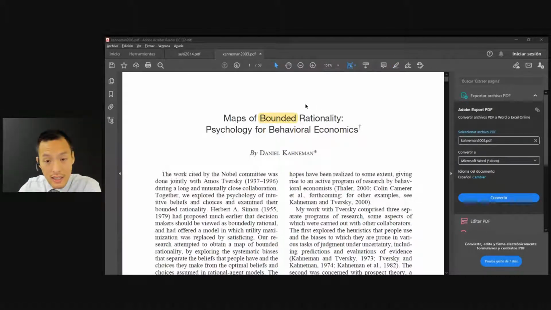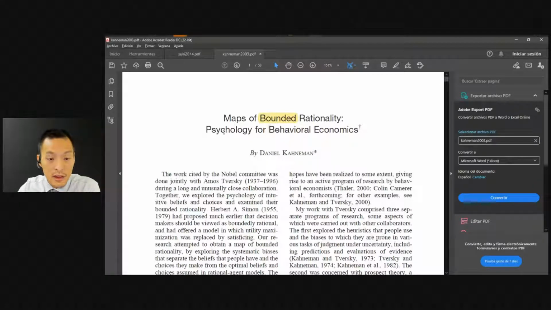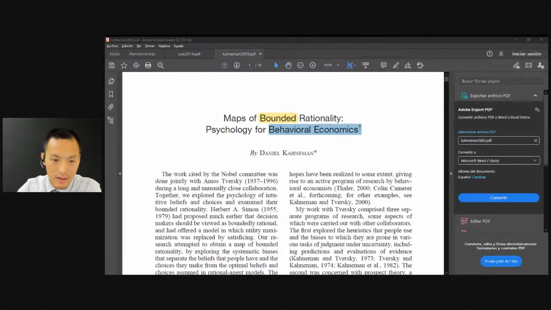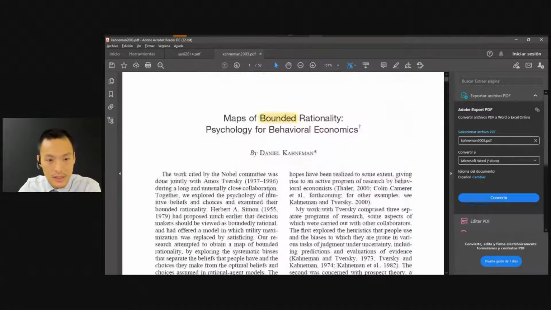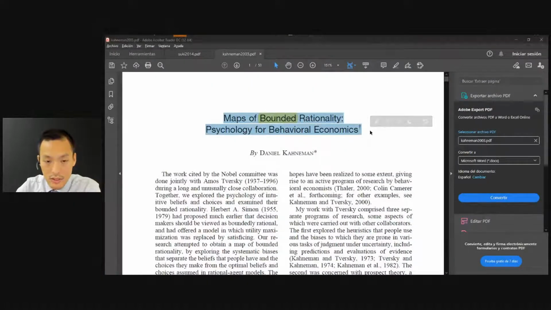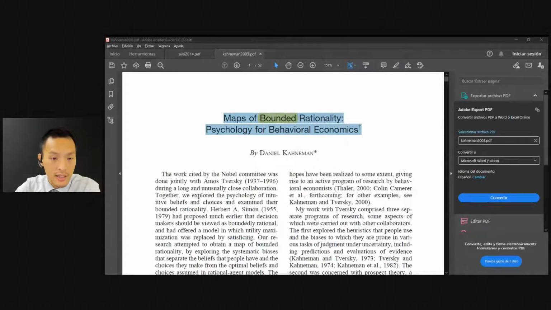But not only that, not only is he providing maps for bounded rationality, he is very specific. He said, hey, I'm providing maps for this, but not just to anyone. It's to behavioral economics, right? Behavioral economics with a little dagger in the footnote, right? Which we don't have to care about. But just from the title, it's very clear who he's targeting, right? He's targeting behavioral economics.